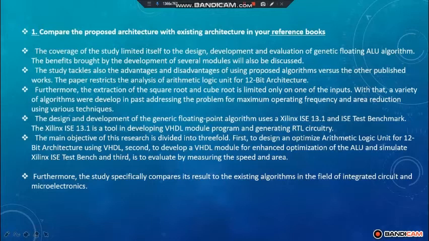To compare the proposed architecture with the existing architecture, the coverage of the study limited itself to the design, development and evaluation of the generic floating point algorithm. The benefits brought by the development of several modules will also be discussed. The study also tackles the advantages and disadvantages of using the proposed algorithm versus other published works. The paper restricts the analysis of the arithmetic logic unit to 12-bit architecture. Furthermore, the square root and cube root operations are limited to only one input.